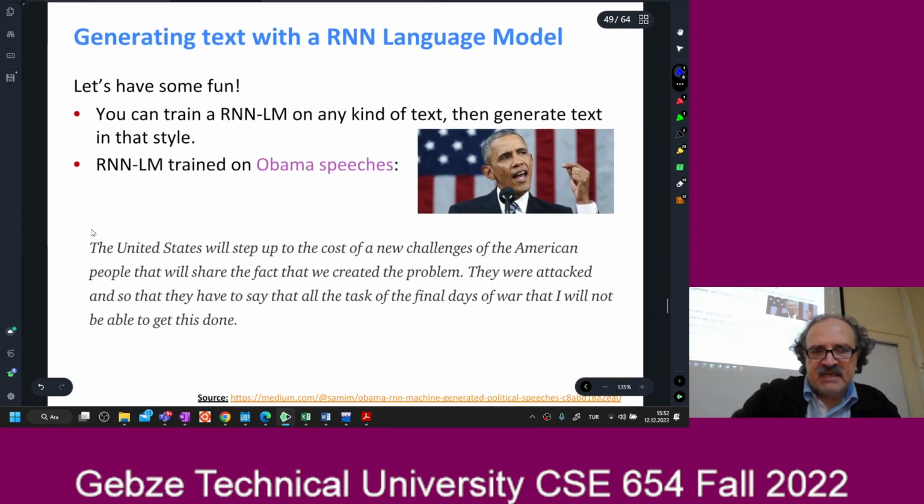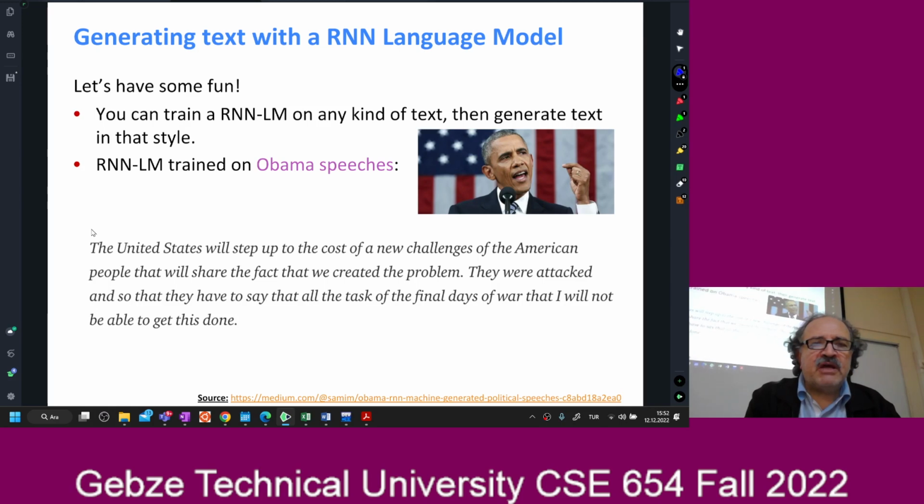And this is a sentence where your RNN is trained using the Obama speeches. And this is something that the RNN produced. The United States will step up to the cost of new challenges of the American people that will share the fact that we created the problem. They were attacked, and so that they have to say that all the tasks of the final days of war, that I will not be able to get this done. It sounds funny, but this looks like Obama, right?